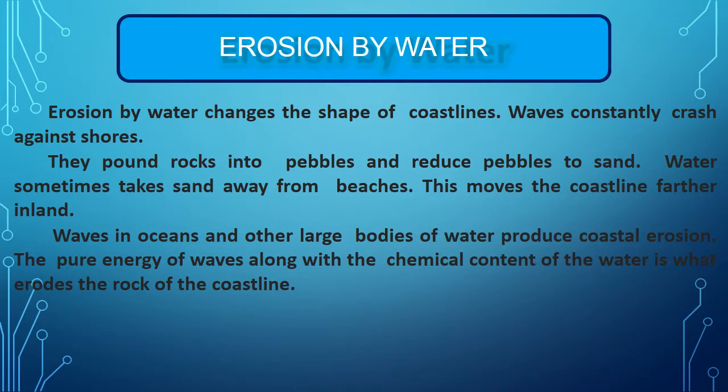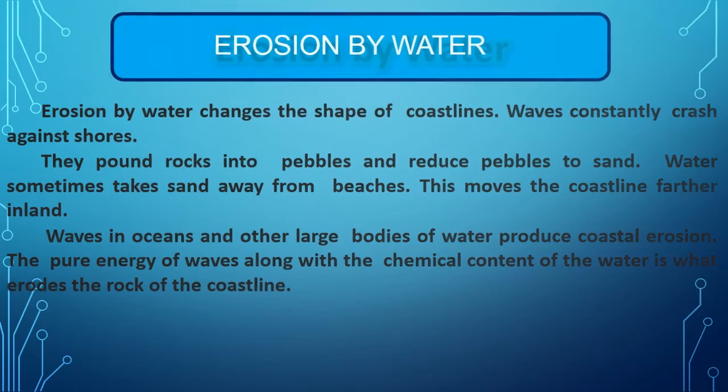Waves in the ocean and other large bodies of water produce coastal erosion, and the pure energy of waves, along with the chemical content of the water, is what erodes the rock. As you know, there is the presence of salt in the water, as well as some chemical reaction which always takes place between the energy of the wave and the particles of the coastline. Because of this, many rocks get eroded during the movement of the waves.